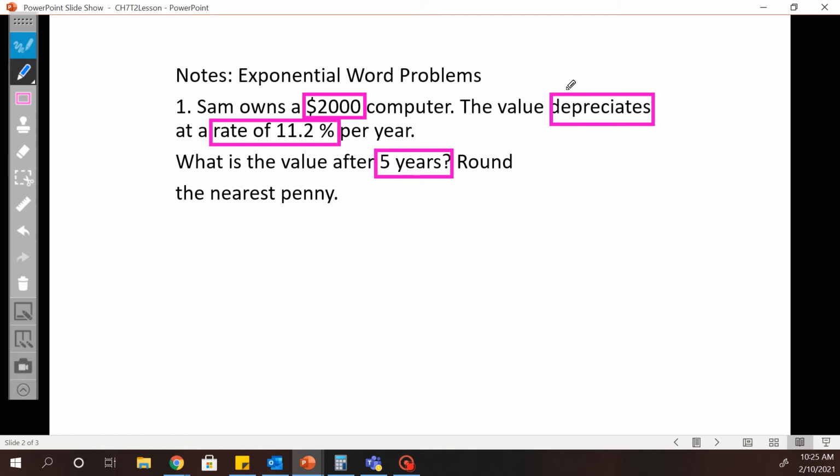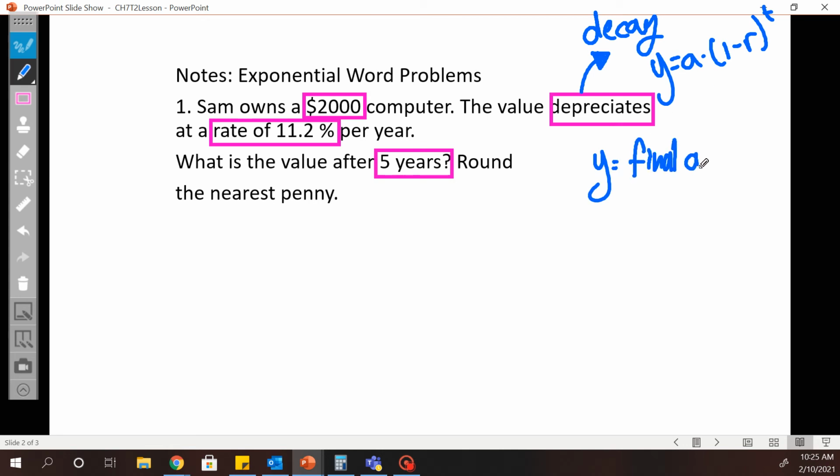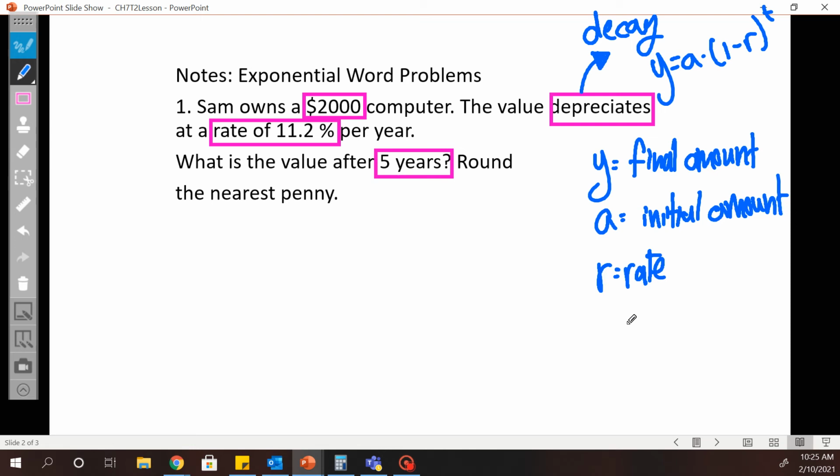First, we have to decide how we model this. Is this a growth modeling problem or a decay modeling problem? Since the value is depreciating, which means decreasing, this is a decay model. So we would use the formula y equals a times (1 minus the rate) to the t power, since it's a decay formula. What this equation is equal to is going to be our final amount. A is our initial amount, or value. In this case, it's value. R is our rate, and T is the number of time periods.